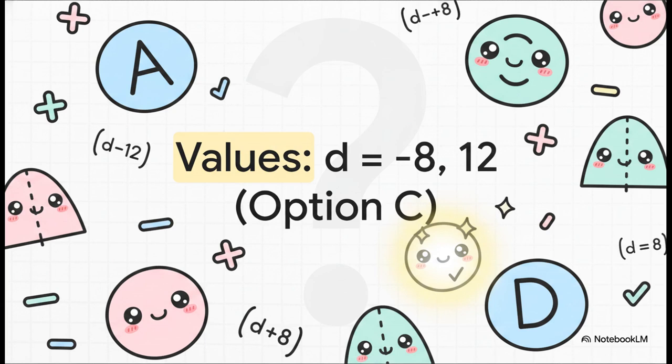Now, if we scan those initial WASSCE options we started with, we can clearly see that our calculated roots match option C perfectly. d equals negative 8, 12. Boom, problem solved, with the math to back it up.